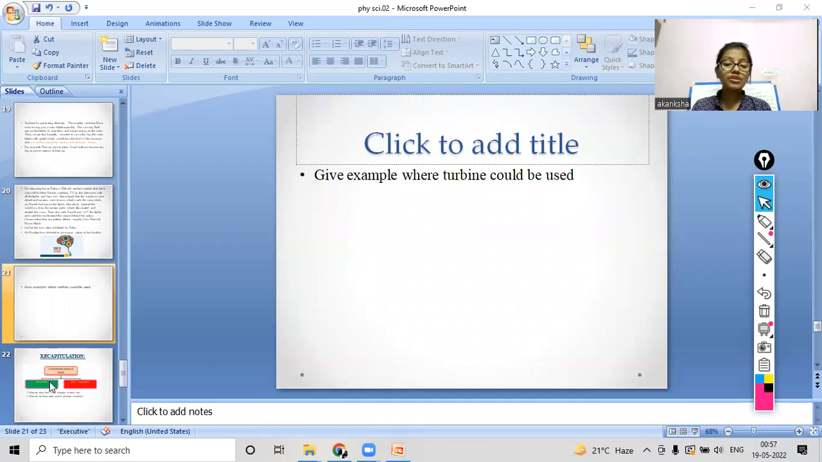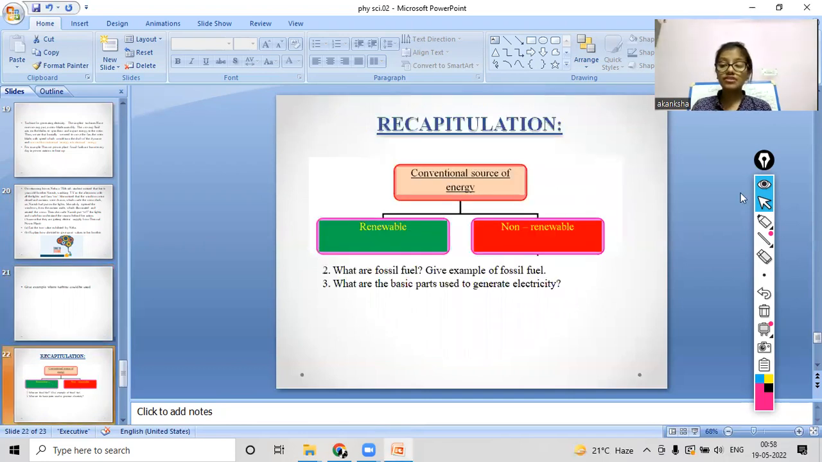Now coming to the recapitulation part, we discussed today different topics like the conventional sources of energy. They were of two types. What were they? Yes, very good. First was renewable and second was non-renewable. So what are fossil fuels according to you? These are the fuels formed millions of years ago by dead organisms, animals and plants. Give examples of fossil fuels. Like coal, petroleum, crude oil. So these are the examples.